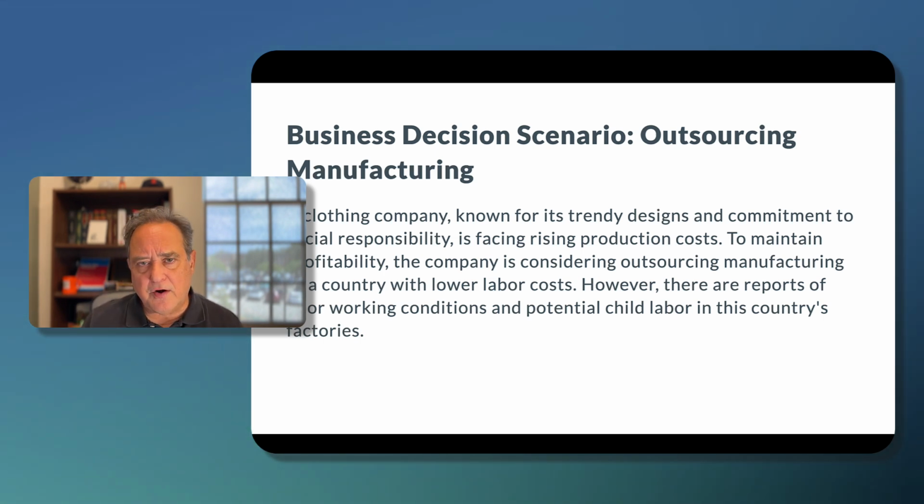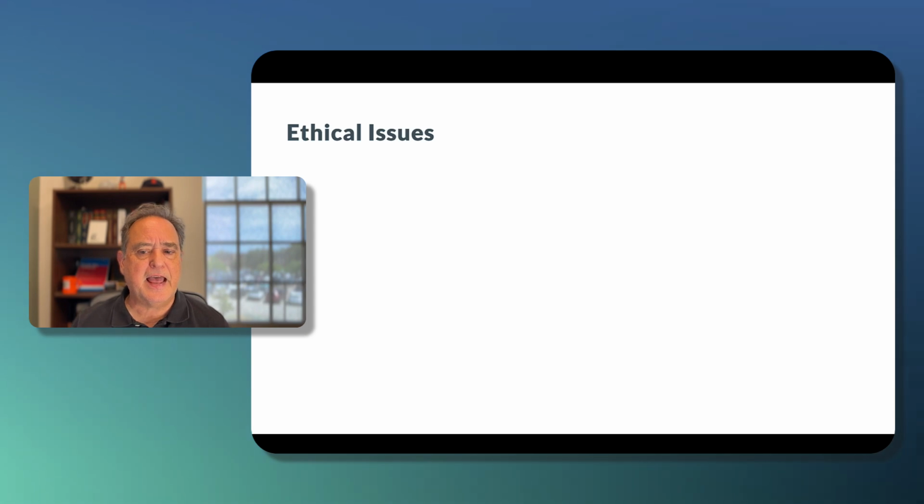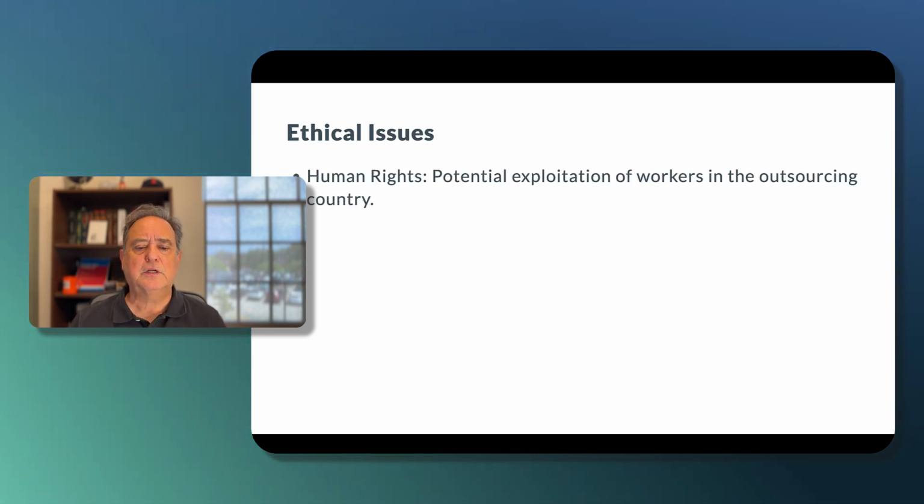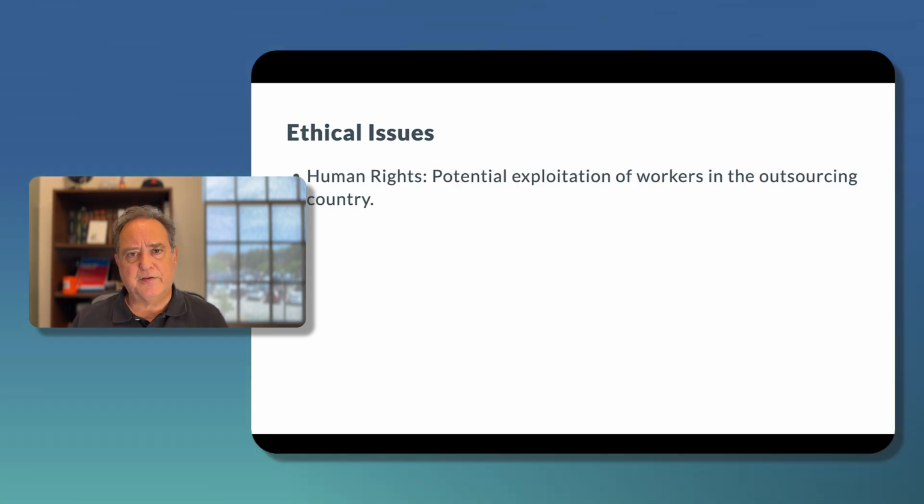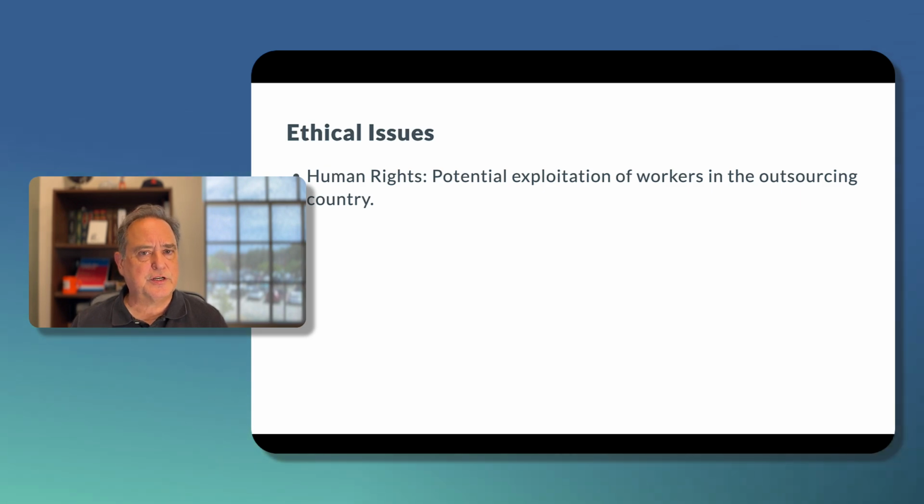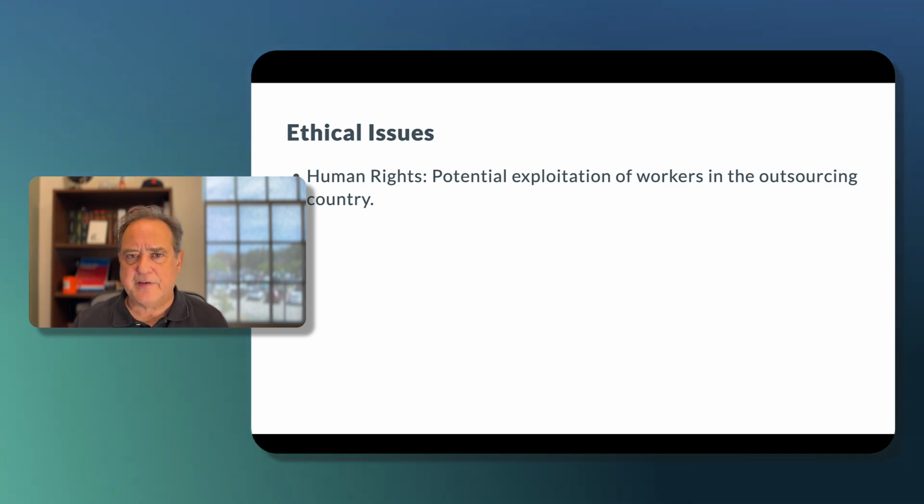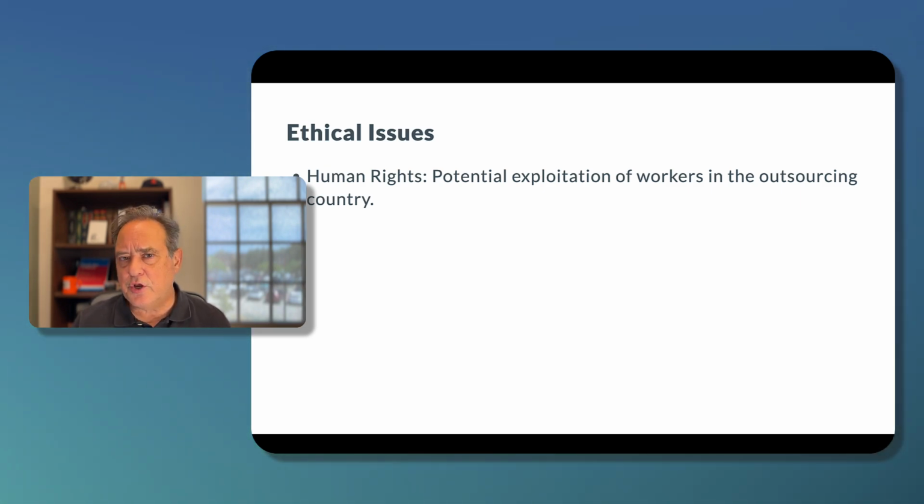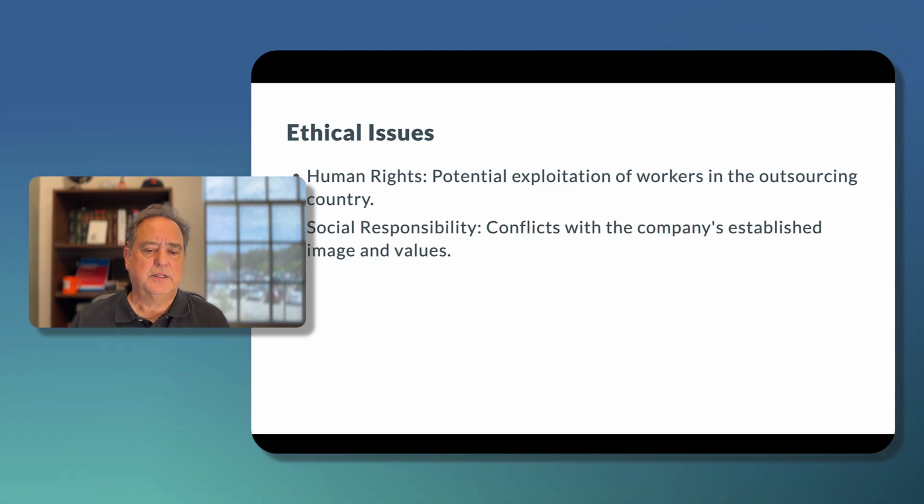So we begin our analysis by looking at the ethical issues. And these are the ethical issues that would appear. Now, when you hear this hypothetical, no doubt one of the things you will think of first is the problem of human rights and the potential exploitation of workers in the outsourcing country, the country which is now going to be where the manufacturing is based. So there's a human rights concern. There's also a social responsibility concern.